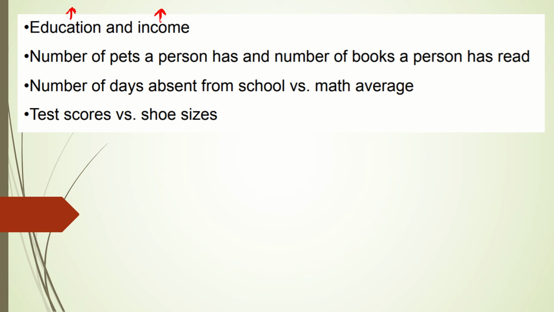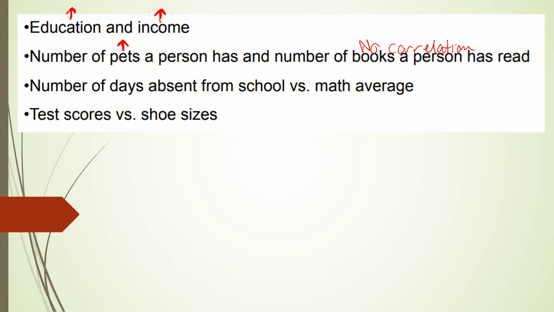I'm going to keep talking. So next, we look at number of pets a person has and the number of books a person has read. So as the number of pets a person has goes up, so the more pets they are getting, what's happening to the number of books they've read? Is there any relationship between how many pets the person has and the books they're reading? I'm going to say no. So this one is going to be no correlation. So open up the no correlation flap and you will write number of pets a person has and number of books a person has read.